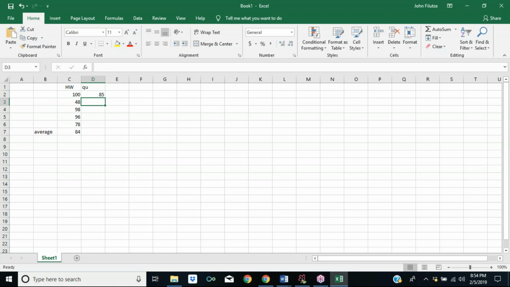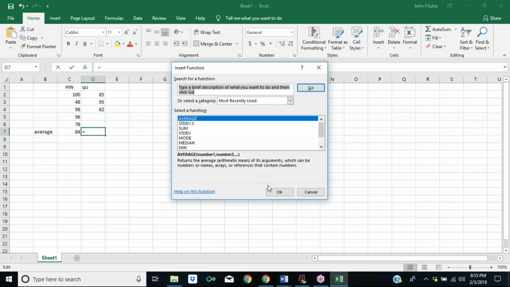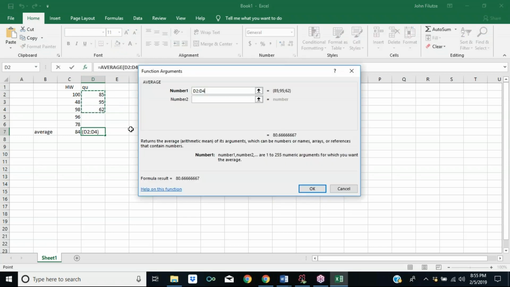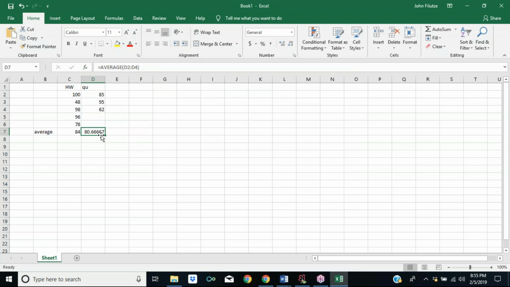And let's say we do that for quizzes also. So 85, 95, and 62. So they're quiz grades. So I'm going to go down here to the same level, and I'm going to put my formula in, average. I'm going to average those three together, and it gives me that new score.